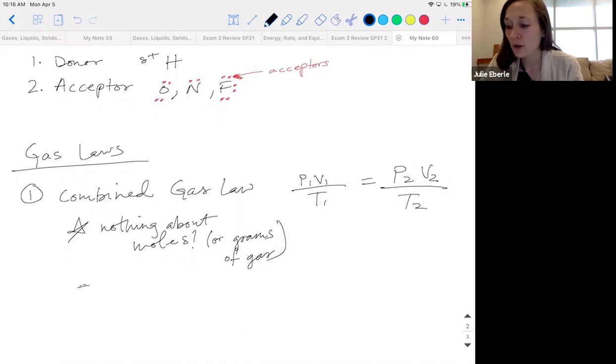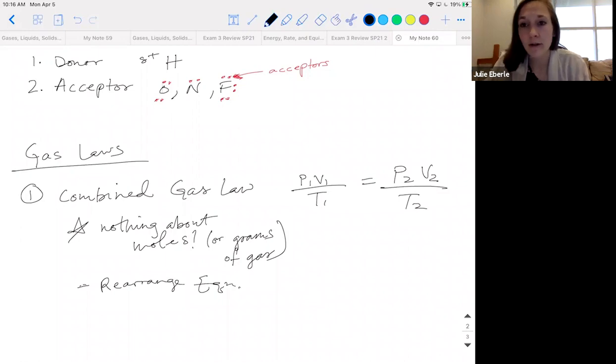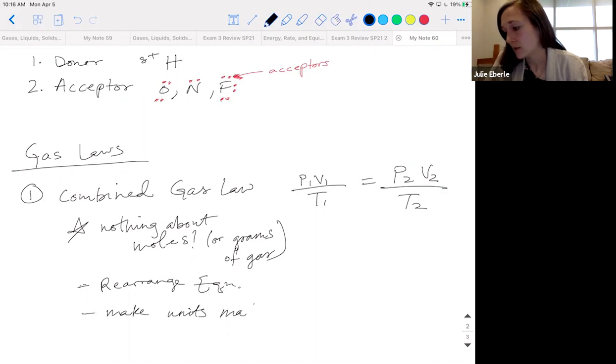Also, before you just plug things in and calculate something, you always have to rearrange the equation for the variable that you are solving for. If it's T2 or P1 or whatever, isolate that term and then make units match. The units on P1, whether it's ATM or PSI, need to match the units on the other pressure term. So if you got PSI and ATMs, you can't plug both those numbers in without converting one or the other first.